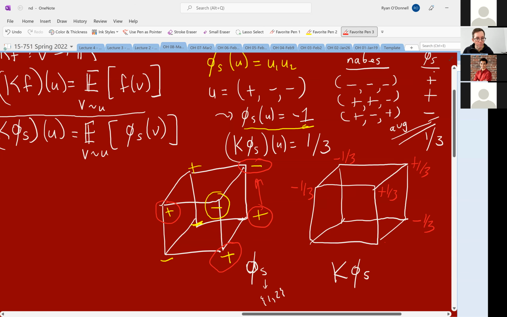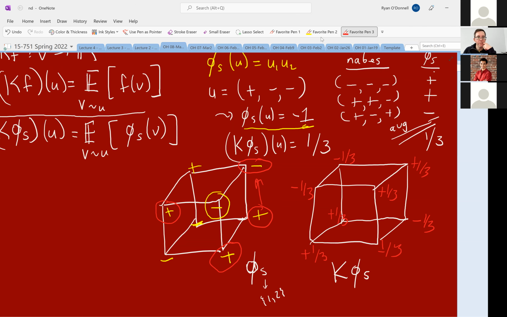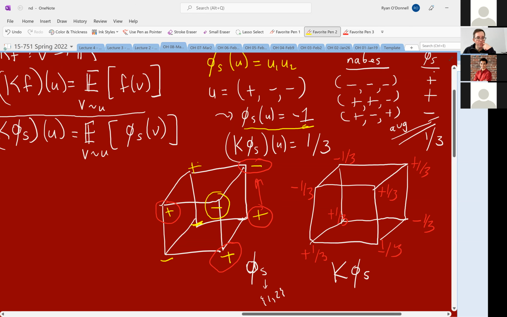Okay, red on red is not my smartest move. Minus 1/3. This one will be plus 1/3. This one will be like plus 1/3. So you see what happened here? Every time over here you had plus, it got changed to a minus 1/3. And everywhere here you had minus, it got changed to a plus 1/3.